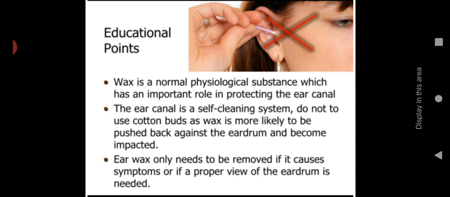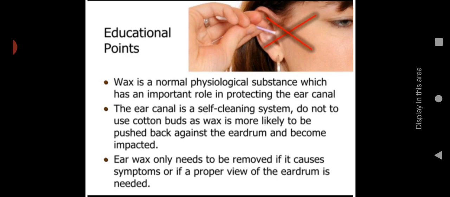Why do I add this point, this slide? Because this is a common mistake or a repetitive error which is happening between you and me, that we unnecessarily remove or clean the ear.